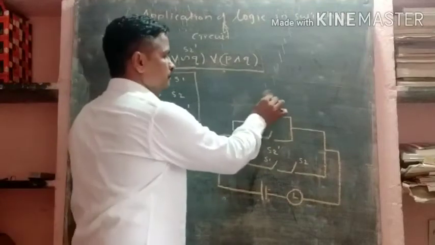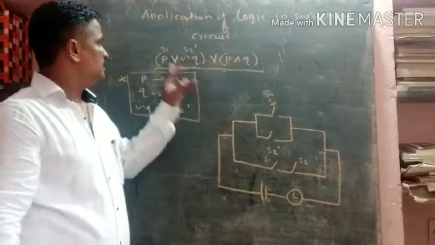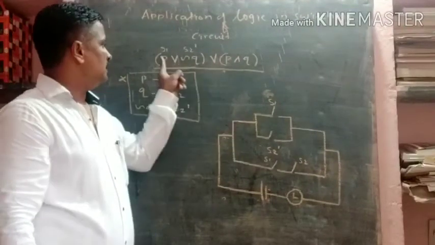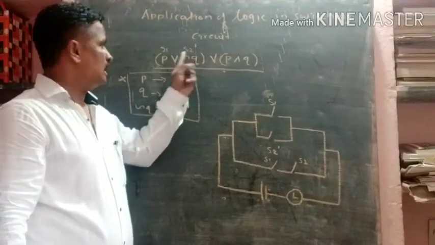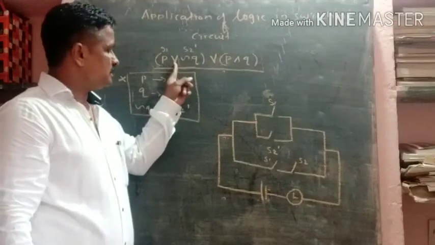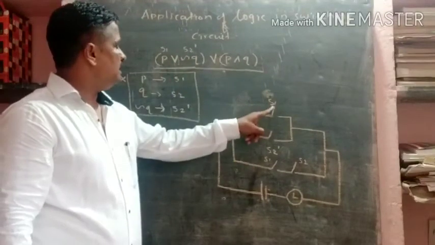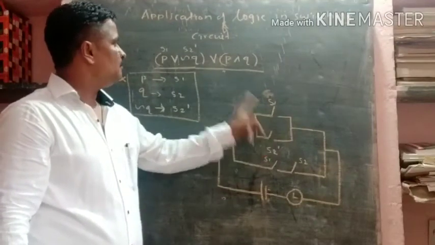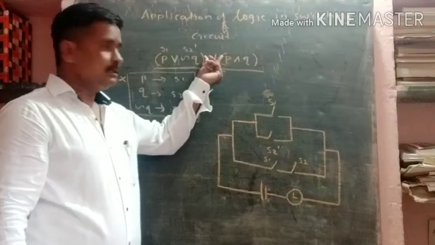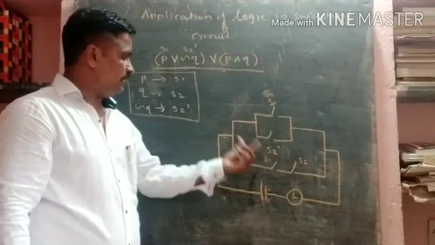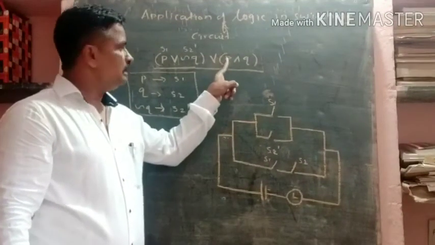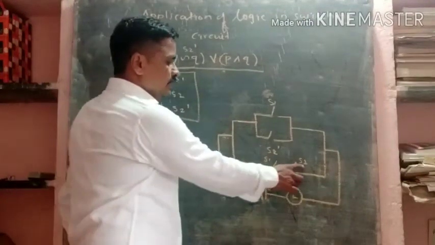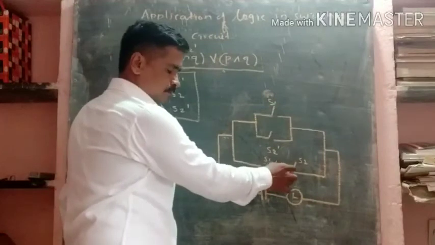So observe this: P disjunction Q is nothing but S1 and S2 connected in parallel. S1 and S2 dash are connected in parallel ways. Again, it is connected in parallel with P as S1 and Q as S2. That is, S1 is connected with S2 in a parallel way.